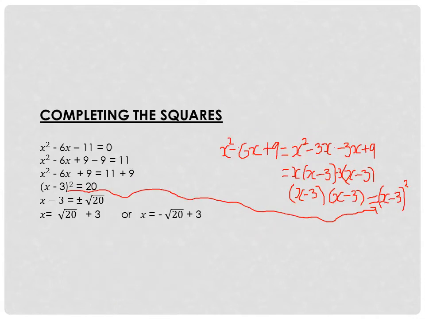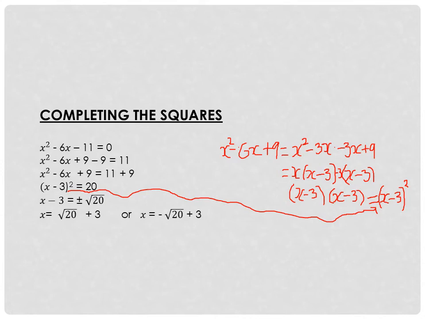Now the last example is completing the squares. Sometimes, learners, it is not easy to factorize a quadratic equation. So if it is not easy, we either use completing the squares or a formula. So now let's talk about completing the squares. If we have x to the power 2 minus 6x minus 11 equals 0, the example is already in standard form, so we do not have to change anything there.